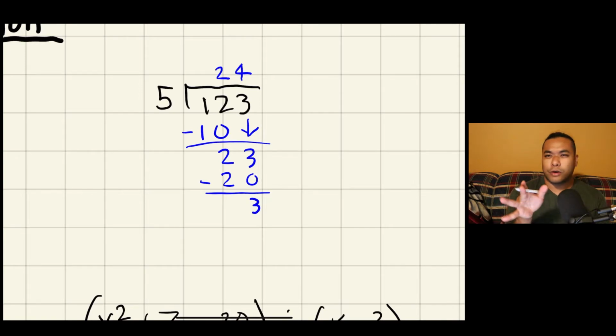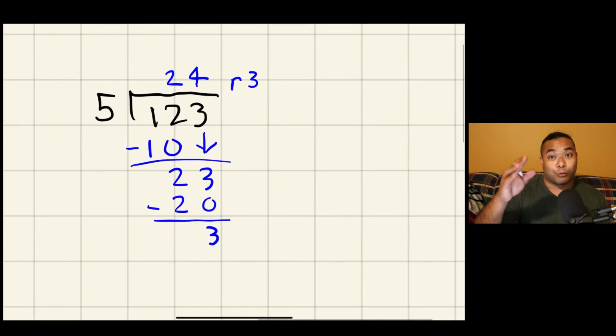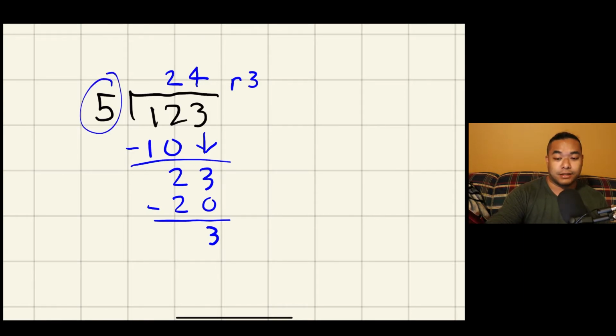Back when we were in 3rd, 4th grade, what we would do is we would say our answer is 24, remainder 3. And we know remainder 3 isn't actually how much is left over, because we know the answer is 24.6. We get 0.6 because the real number that we tack on at the end is our remainder divided by the divisor. So that would be 3 divided by 5, which is 0.6. But go ahead and just leave our answers as 24 remainder 3.